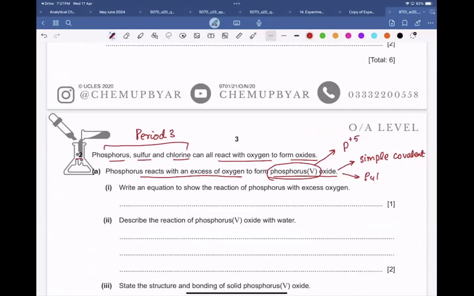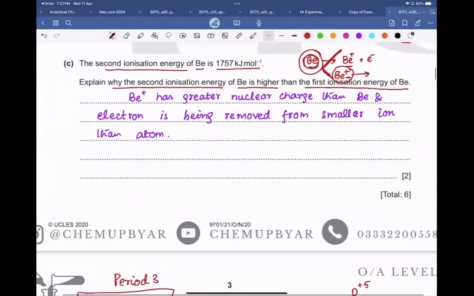So its formula is P4O10. Okay, 1 minute, Mariam. See, look over here.